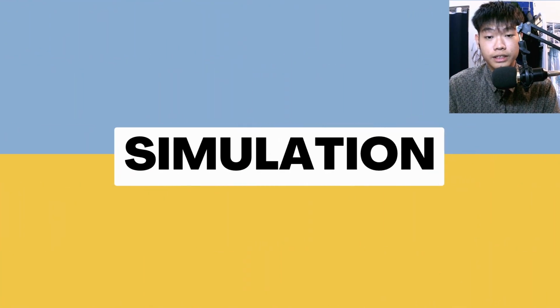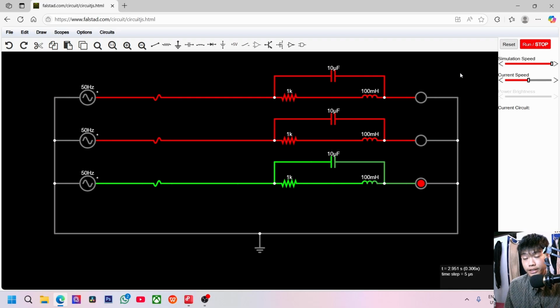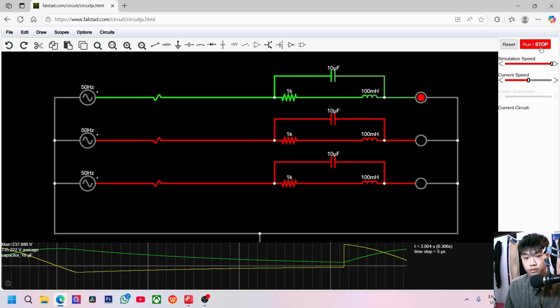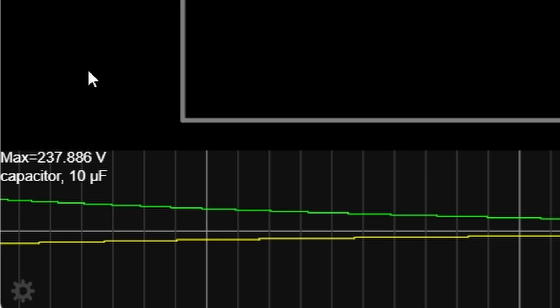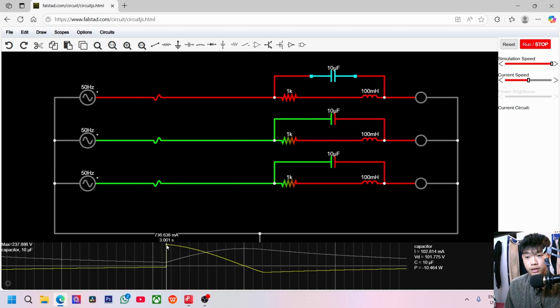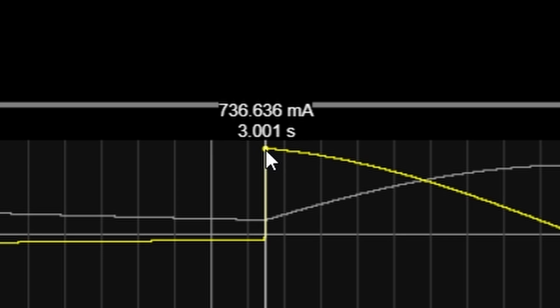Now we will look at the simulation part of the circuit diagram to prove that the value obtained from the simulation is almost the same as the value obtained through calculation. First up, we will measure the capacitor voltage V peak. As you can see, it shows that the max voltage is equal to 237.9 volts, and the max current is equal to 736 milliamperes.